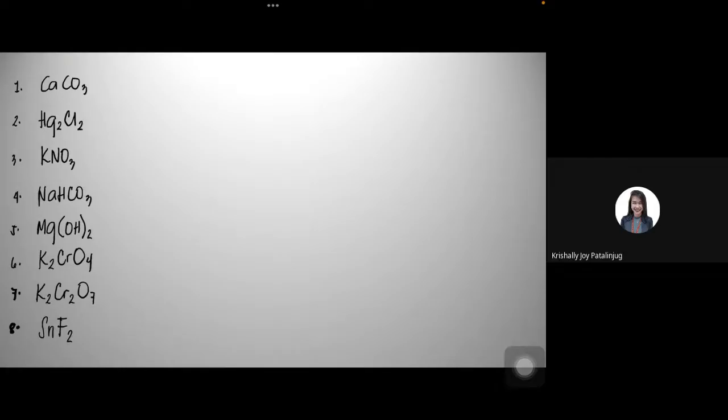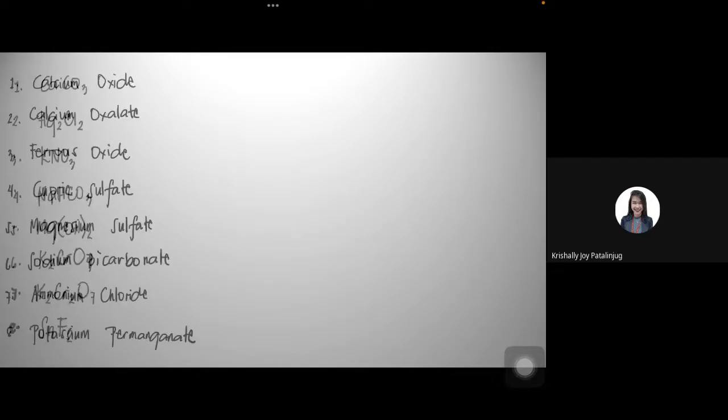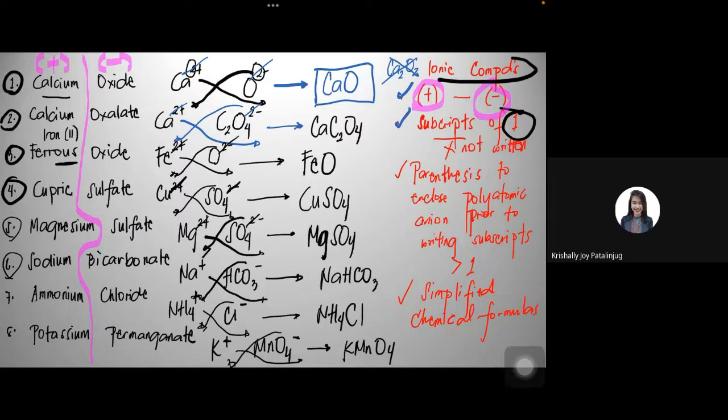Okay, so we'll proceed with the opposite way. This time, let's try to name the ionic compound given only the chemical formula. So the opposite way naman. You can make use of the information we have written on the right portion of the slide.